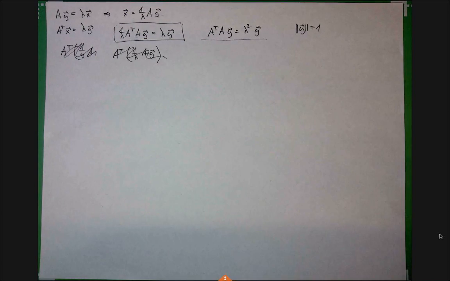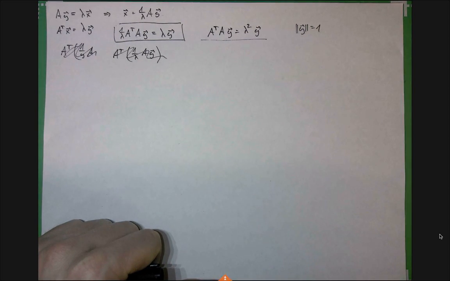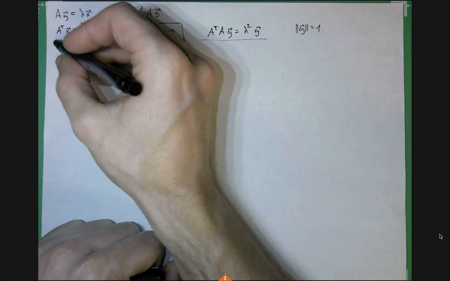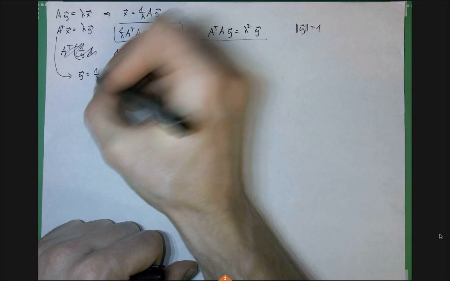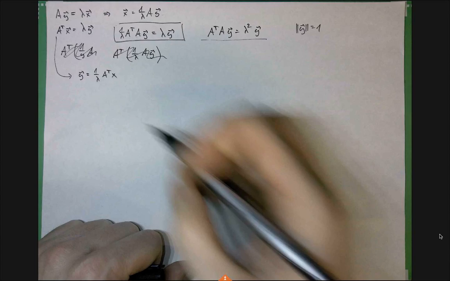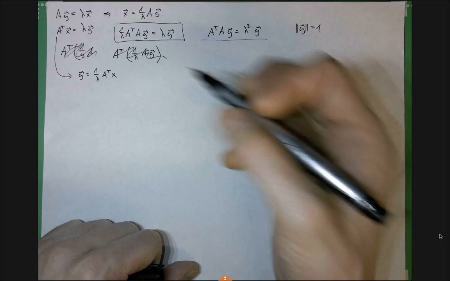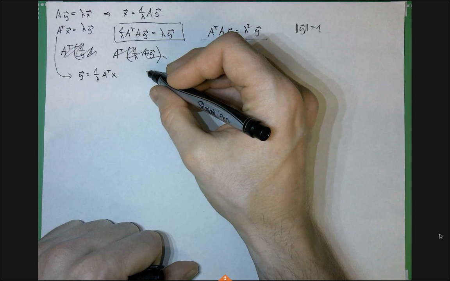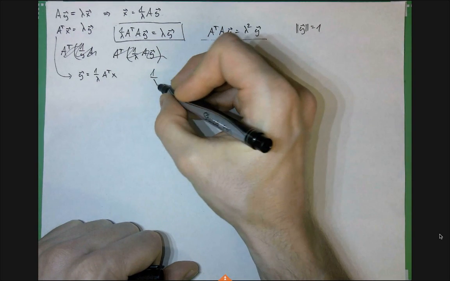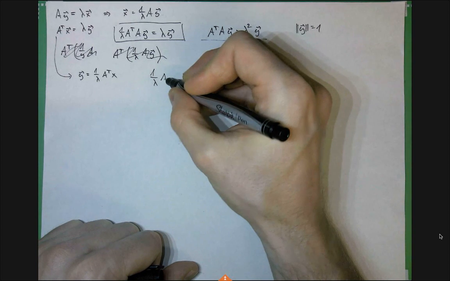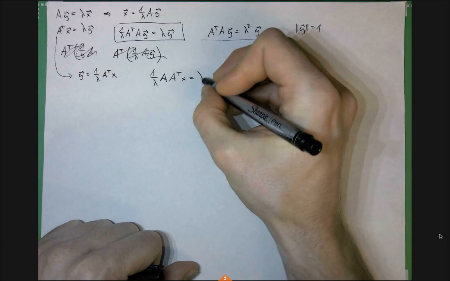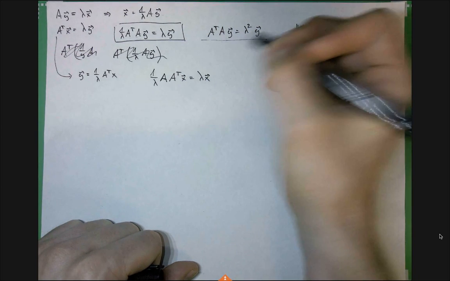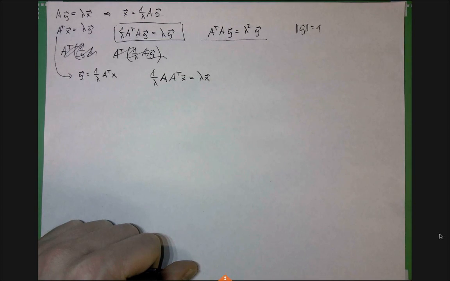Now I can do it the other way around too. So I can express y from the other equation. So let's see. I can do y equals 1 over lambda A^T x, and then plug this into the first equation, right? So what do I get after I plug it into the first equation? 1 over lambda. Now the order is important here, so it's A A^T x equals lambda x. Okay, everybody follows this step?